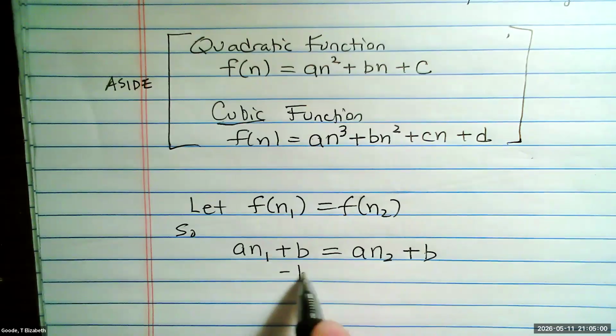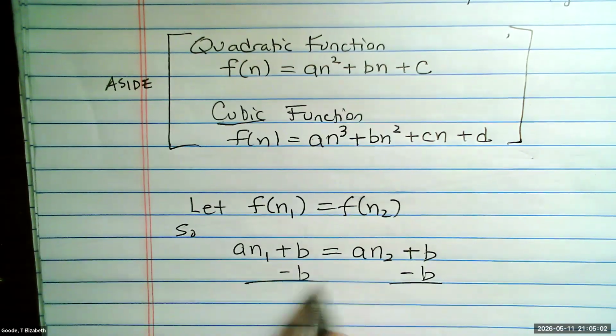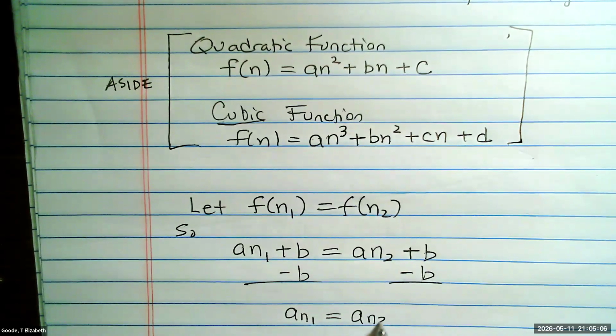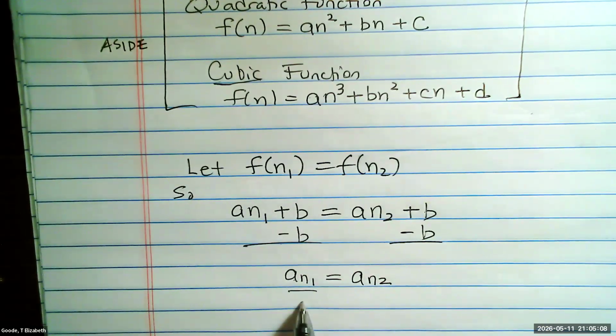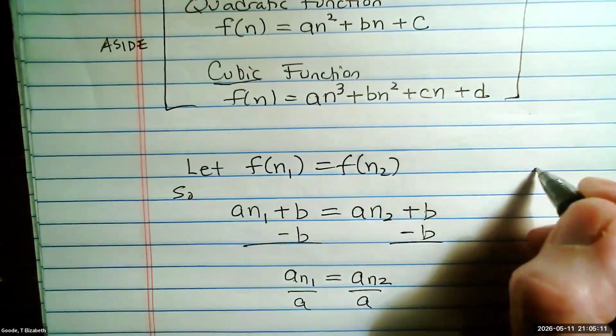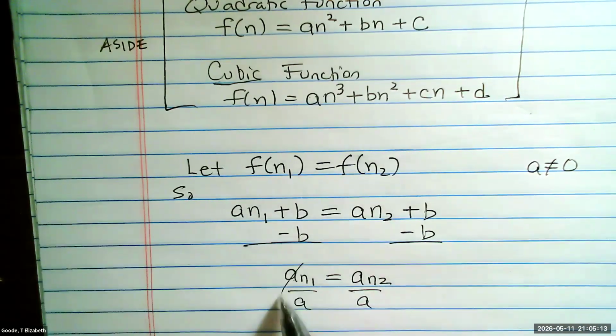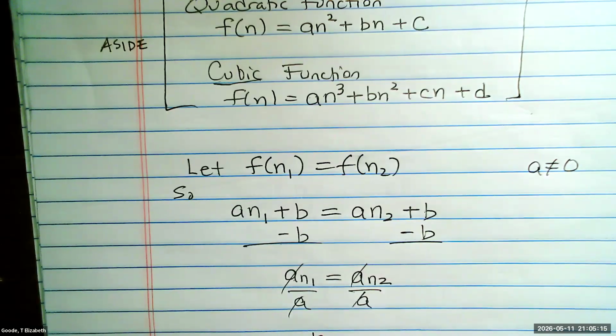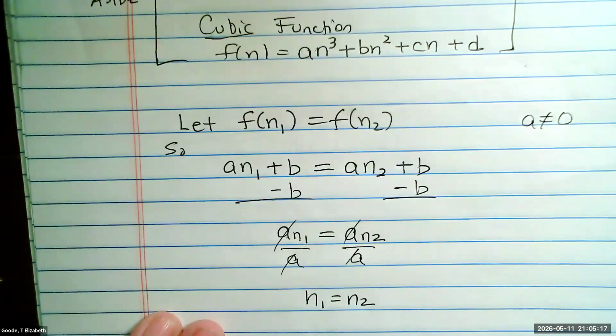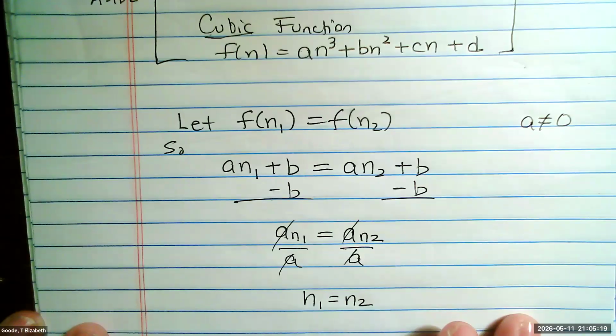Subtract b from both sides. They go away. Then we have a n1 equals a n2. Divide both sides by a, assuming a is not equal to 0, of course. And n1 always equals n2. So every linear function is always one-to-one.